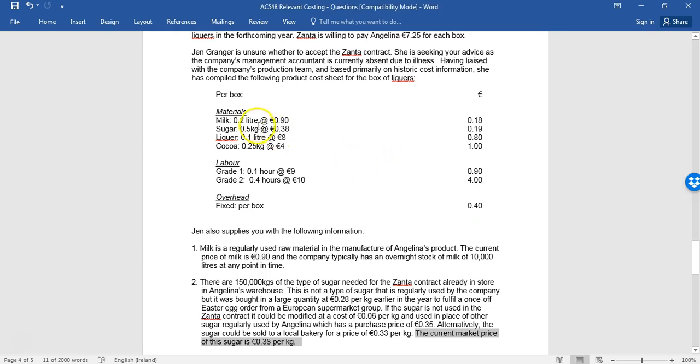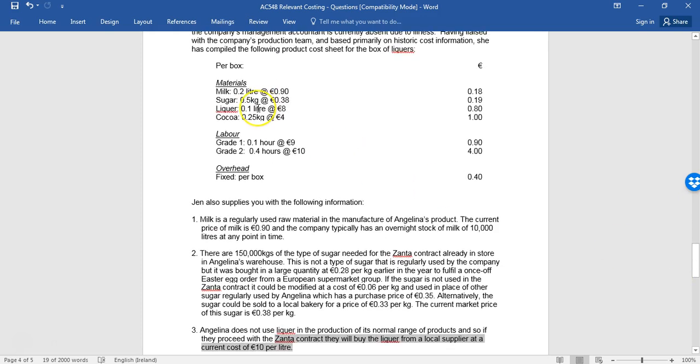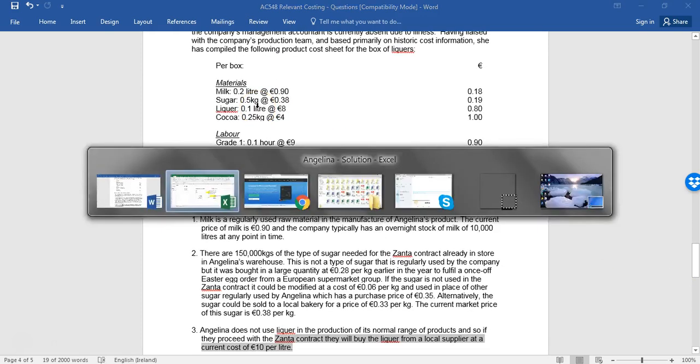Okay, so we've dealt with two of them. We've now the milk and the sugar. We've now liqueur. So the liqueur here, it does not use it in any of its normal products, so therefore there's no stock. So they're going to have to buy it all in at €10 a litre. And how many litres do we need? We need 1/10 of a litre for each one.